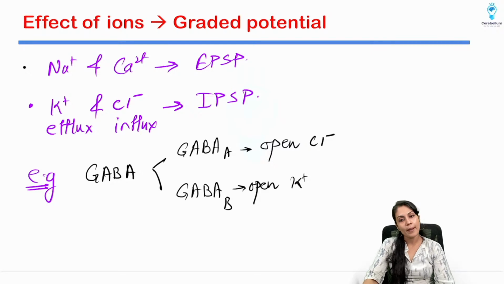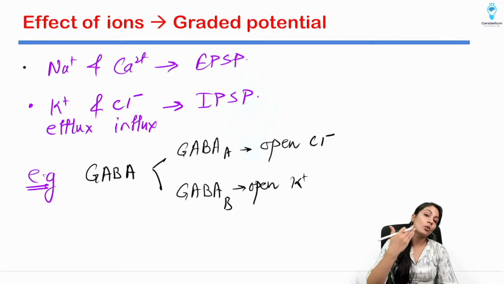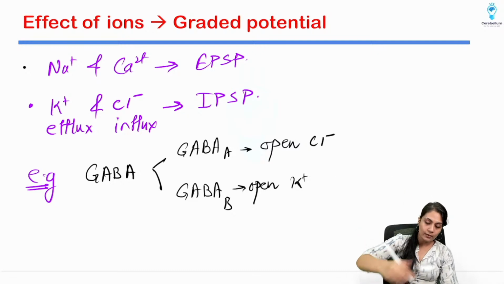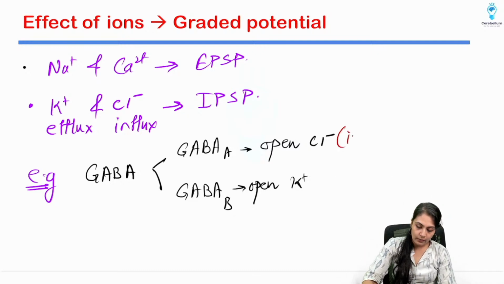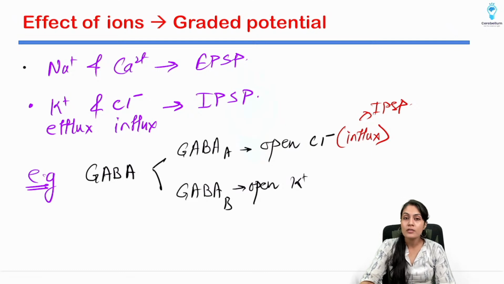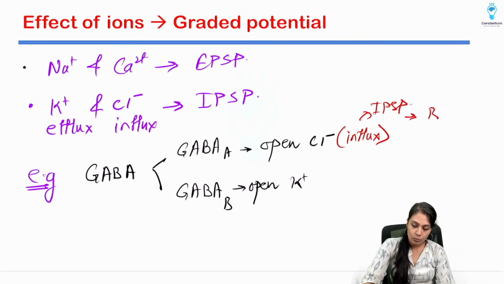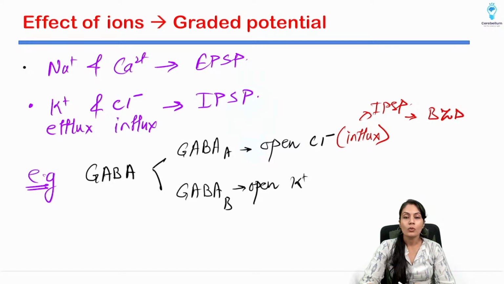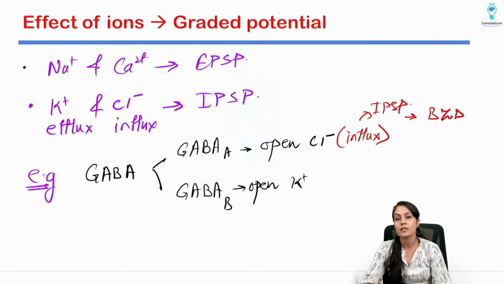The same changes are going to happen. Whenever they open up the chloride channels, the chloride will move inside, so the influx will start, and it will create IPSP again. Whenever the patient is more anxious, having an anxiety attack or panic attacks, or psychiatric illnesses, we give something known as benzodiazepines. These are drugs which calm the patient down by producing IPSPs in his neurons.